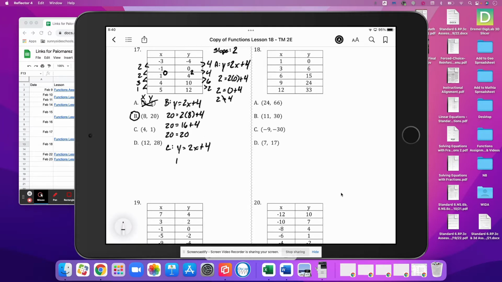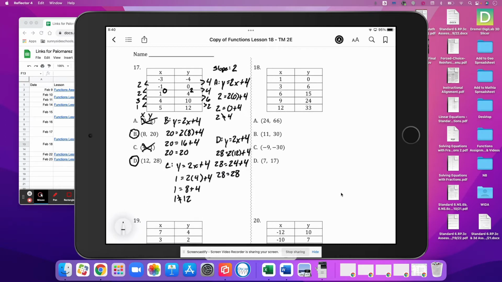So y equals 2x plus 4. We've got 1 is equal to 2 times 4 plus 4. I can already see that this one is not going to work, but I'm going to finish it up anyway. 1 is not equal to 12. So C is out. And then D, y is equal to 2x plus 4. 28 is equal to 2 times 12 plus 4. I think this one's going to work. 28 equals 24 plus 4. 28 equals 28. So yes, D satisfies the function.